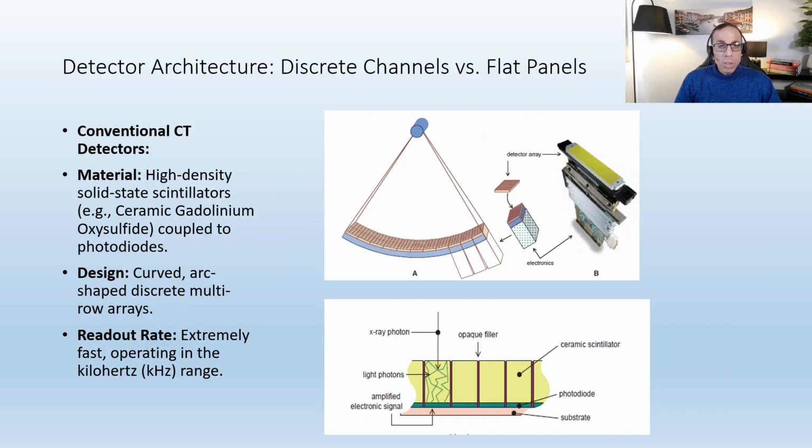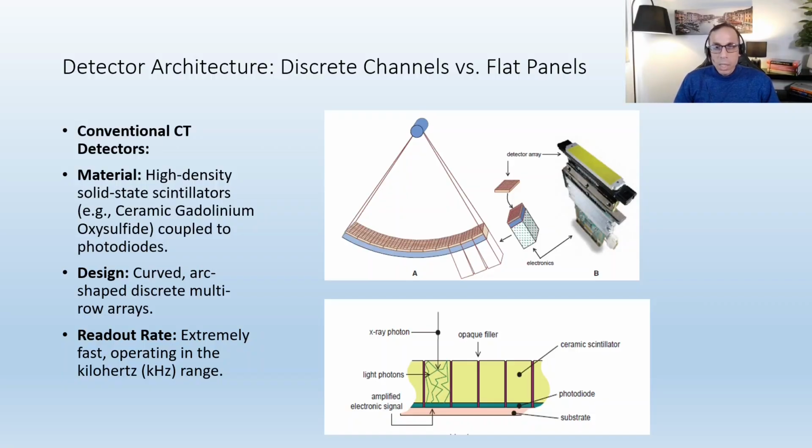Now we are going to talk about the detector architecture in both modalities. In this section, I'm going to talk about the conventional CT. The physical shape and architecture of the detectors dictates how high energy photons are collected.